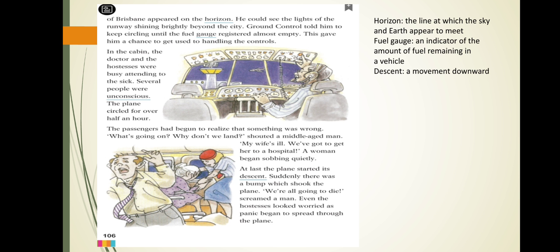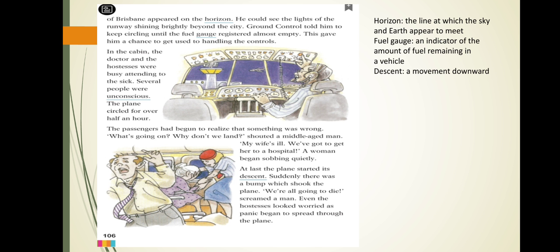Now the passengers were also becoming panicked because they could see the lights down. "What's going on? Why don't we land?" shouted a middle-aged man. "My wife is ill. We have got to get her to a hospital." A woman began sobbing quietly. So that was a panic situation there. Obviously it is. You would all be worried about a crash and all those things.